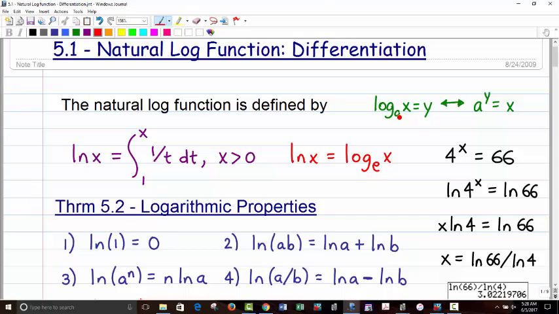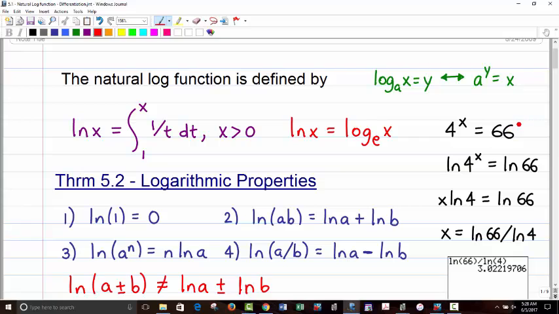And you see, so log of base a of x equals y. That's the equivalent exponential equation of saying a to the y equals x. And as logarithms are used to solve exponential equations that could not be solved without them. Like for this one, 4 to the x equals 66. Well, we know it's at least 3 since 4 to the 3 equals 64, but it's less than 4, so x is between 3 and 4.